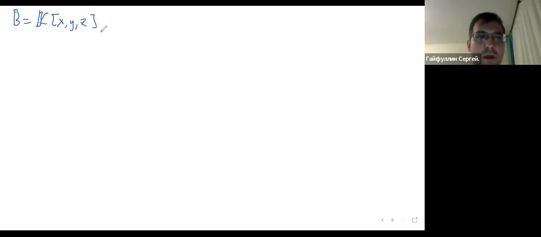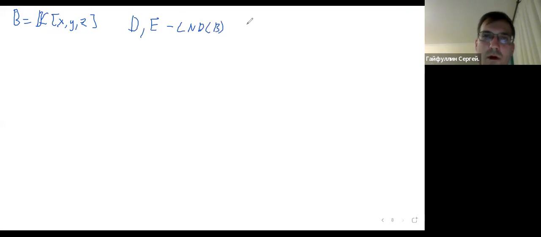Okay. And let us consider two derivations, D and E. We say that these two derivations are equivalent if they have coinciding kernels. And let me assume that these two locally nilpotent derivations are not equivalent, and they commute. DE equals ED.